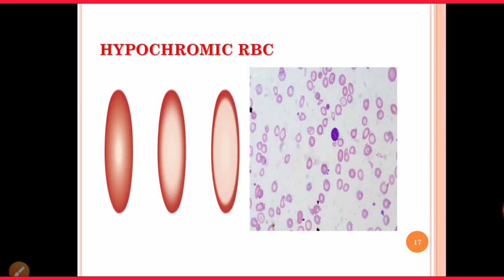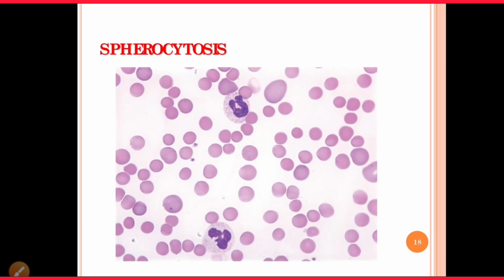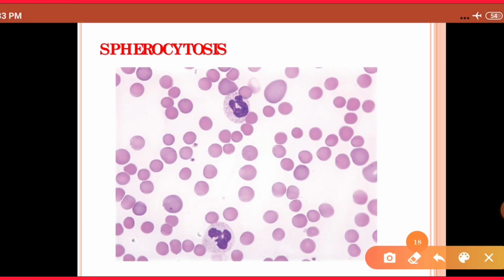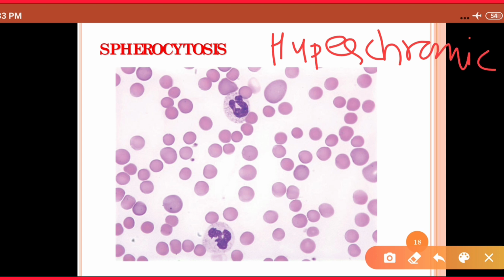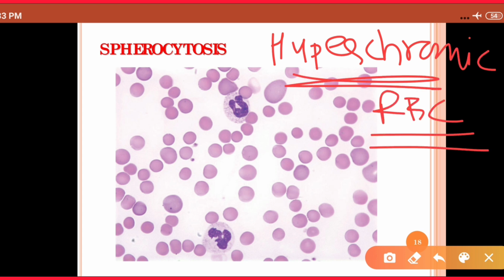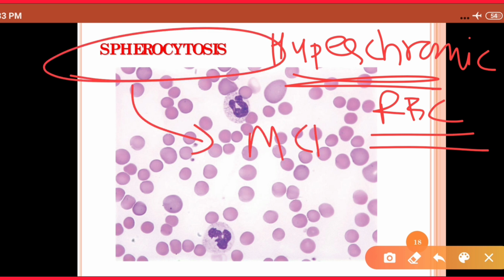Okay, so guys, if MCHC is increased, then you will have the hyperchromic RBC. They are called spherocytes, right? The hyperchromic RBC has been given the name spherocyte. That condition is known by the name spherocytosis. So in spherocytosis, you have a high MCHC level.